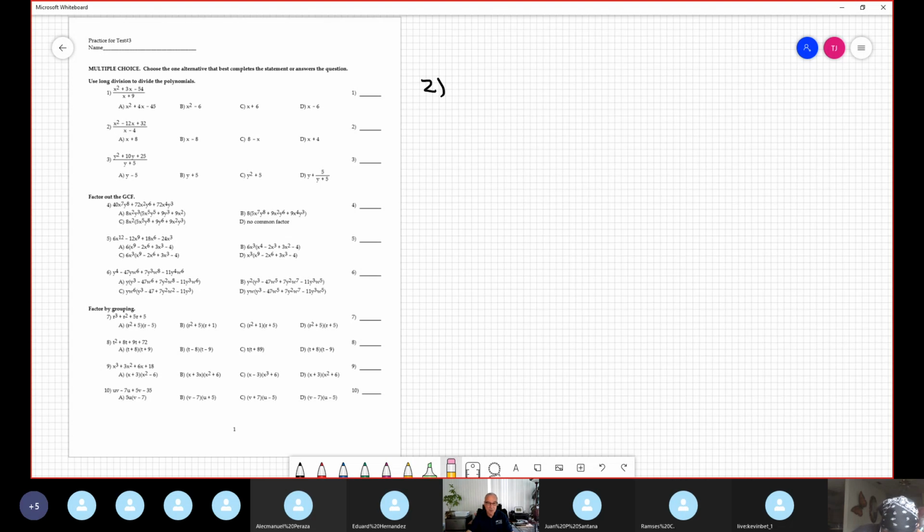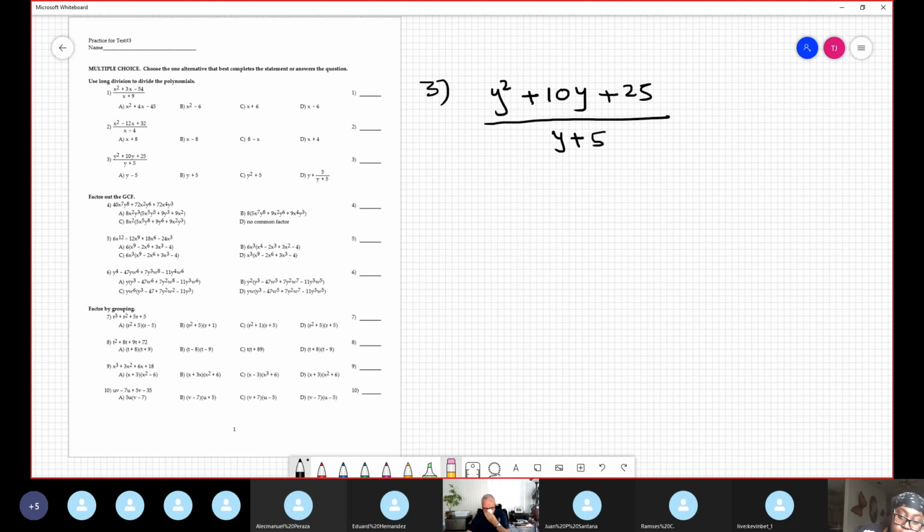Okay, now number 3. Well, number 3 is similar. Y squared plus 10y plus 25 divided by y plus 5. Let's do it in that format, with y plus 5 as the divisor.